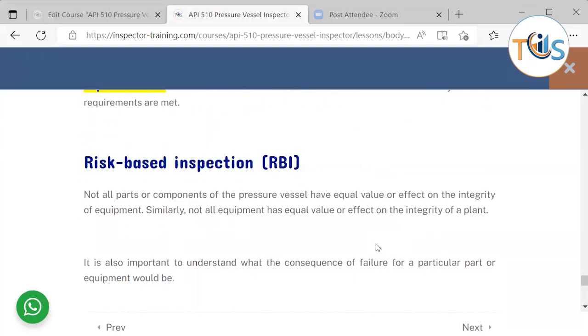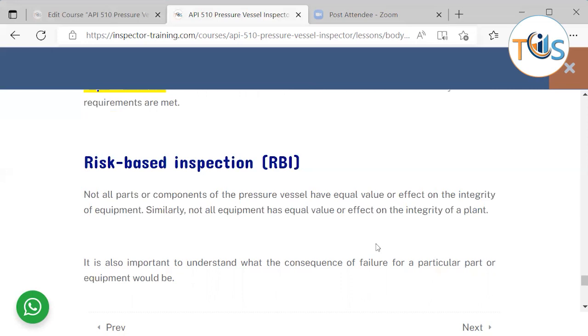Now, risk-based inspection. Obviously, if there is a vessel, there is a lot of risk involved, and by risk we mean the probability of failure multiplied by the consequence of failure. The probability of failure might be very high, but the consequence is low, like some utility pipes that might be dripping or leaking. It's not really that important, so the overall risk is low. On the other hand, the probability of failure might be low, but the consequence is very high.